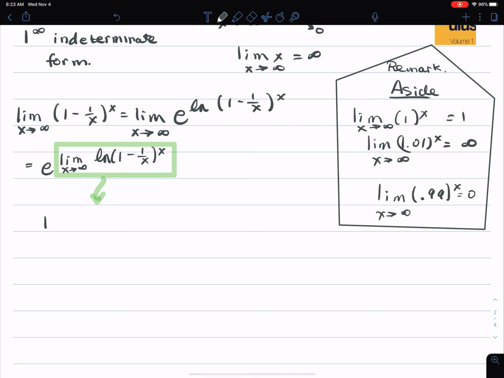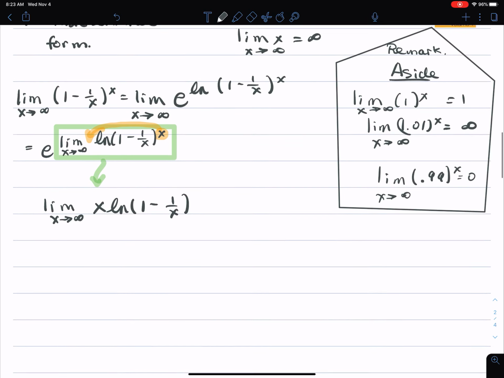So what is in the box? Well, I have the ln of 1 minus 1 over x, and this x comes to the front. That's a property of logarithms. You're just going to have to believe that's true; go back and do a proof somewhere, but that's a property of logarithms. Now, what's going on is the limit as x goes to infinity.